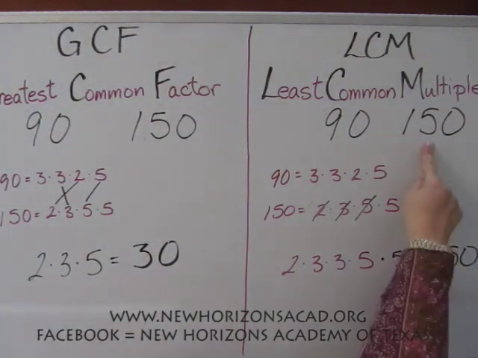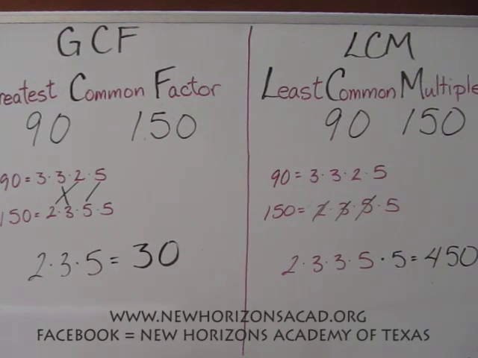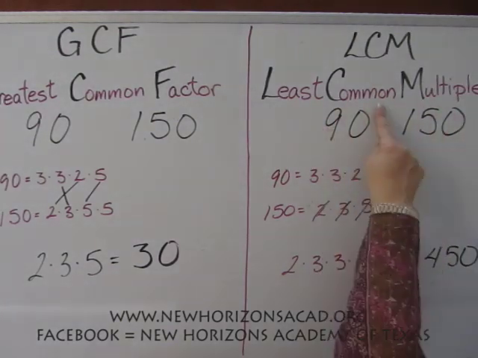450 is 3 150's. It's a multiple of 150. And it's 5 90's. It's a multiple of 90. It is the smallest multiple that these two numbers have in common.